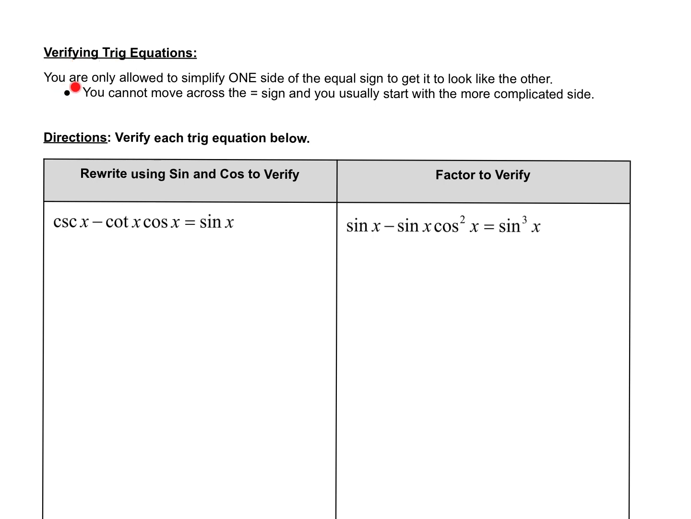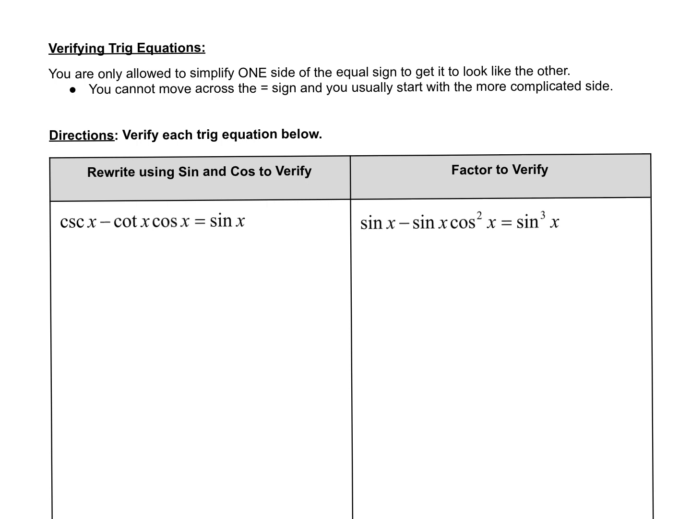And with verifying, you're only allowed to simplify one side of the equal sign to get it to look like the other. You cannot move across the equal sign, and you usually start with the more complicated side. So if I were trying to verify these equations, what I would do is draw a little line or squiggly line down here, wherever the equal sign is. And your goal is to get the left side to equal the right side, but you're only allowed to touch one side. Usually I would start with the more complicated side. So maybe this side is more complicated, this side is more complicated, right? And the goal is to get it to equal the other one.